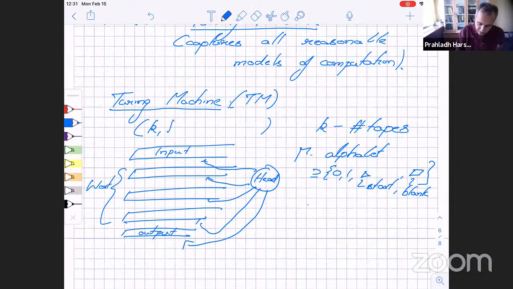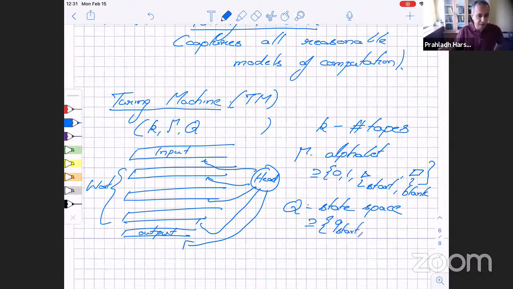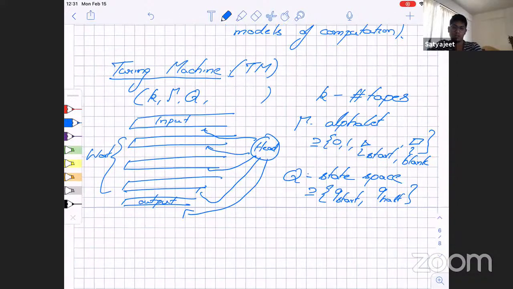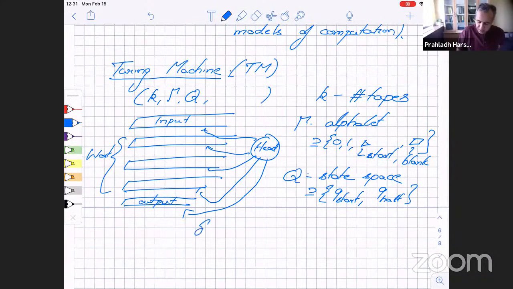So the next is specified gamma, then Q, which is the state space. This certainly includes, as Satyajit said, 2 specific states. One is the start state, how you're going to start off the machine, and possibly a state which says once you come to this, you stop the machine, a halt state. It possibly includes several other things, but these are at least 2 specific things it should include. And then mainly the most important thing, which is the transition function, the rules of the Turing machine.